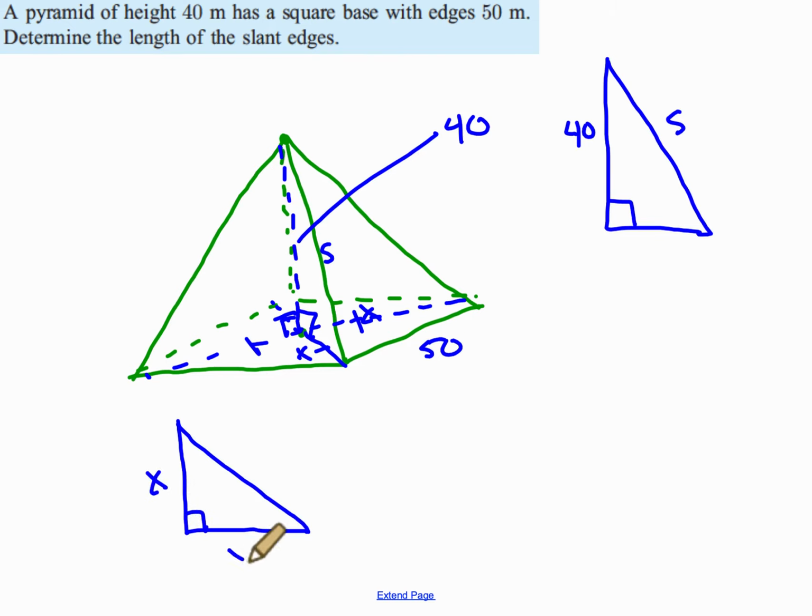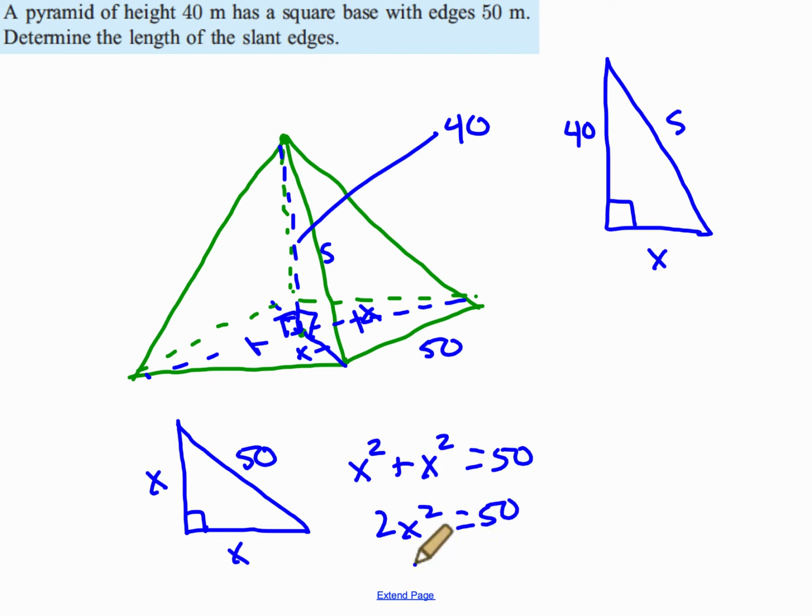Again, x, x. Those are these two sides. And this edge corresponds with this edge. So that's 50. And remember, this x is the same as this x right here. See how that comes down? It's not the same as s. It's this x. They're the same x's. So I can say that x squared plus x squared is equal to 50 squared. 2x squared is equal to 50. X squared is equal to 25. So that means x is equal to 5.